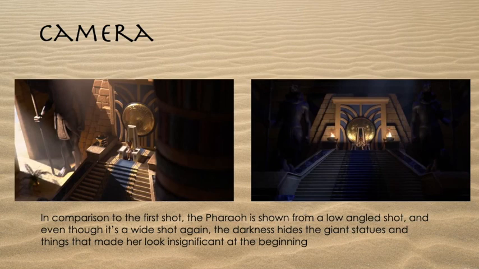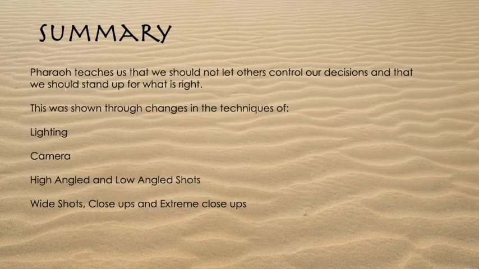In comparison to the first shot, the Pharaoh is shown from a low-angled shot, and even though it's a wide shot again, the darkness hides the giant statues and things that made her look insignificant at the beginning, showing that she's now stronger and more powerful than she was before. In summary, Pharaoh teaches us that we should not let others control our decisions and that we should stand up for what is right. And this idea was shown through changes in the techniques of lighting, camera, high-angled and low-angled shots, wide shots, close-ups and extreme close-ups.